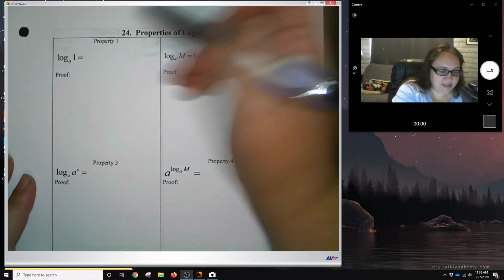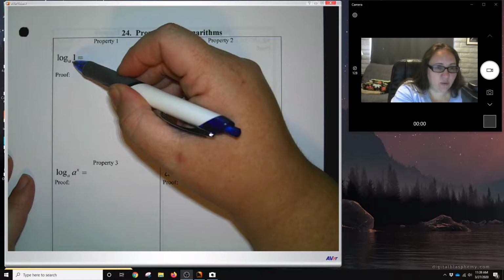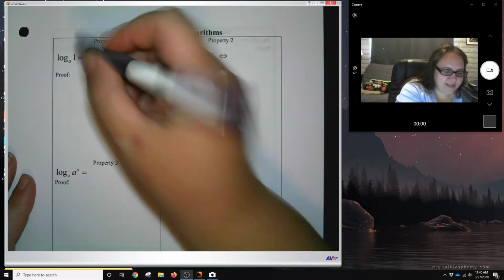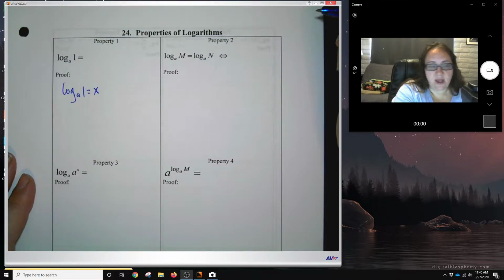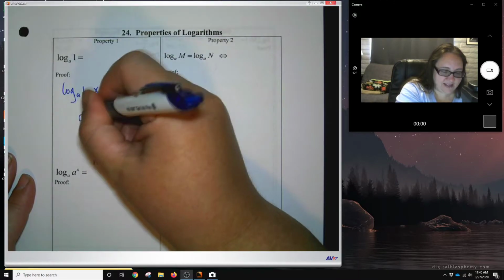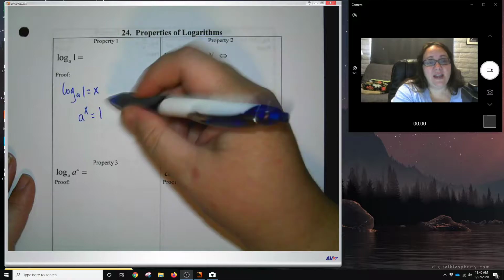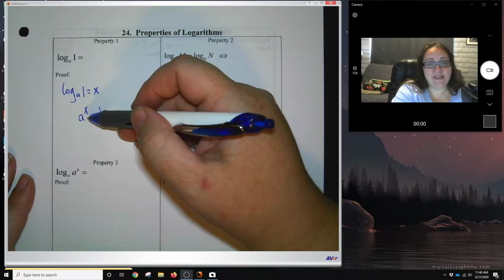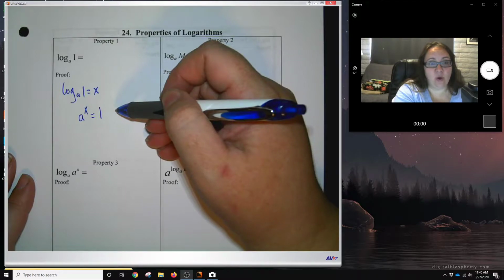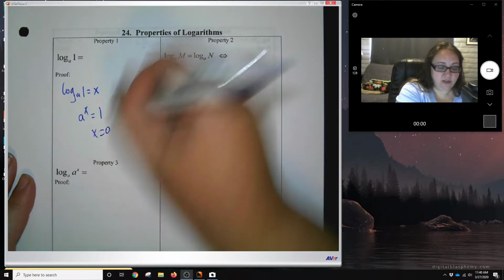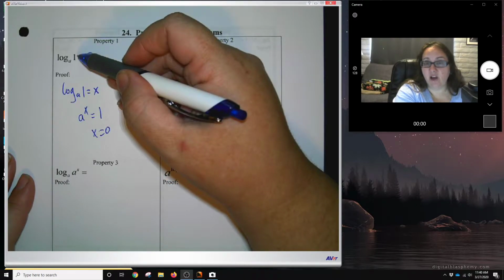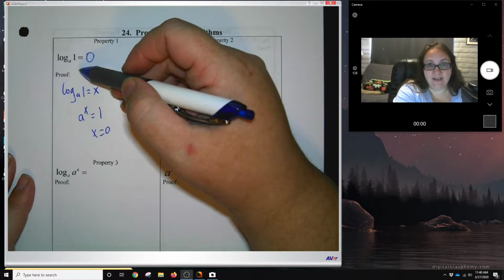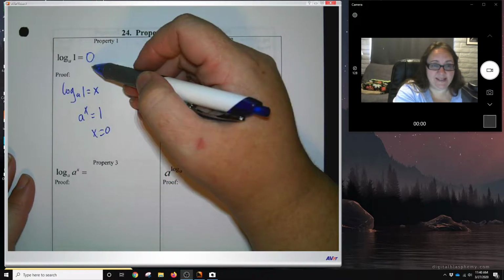But for example, here, if we have a to the 1, well, let's turn this into an equation. I'm going to take any log equation and turn it into an exponent. So this would be a to the x equals 1. Can you think of an exponent that no matter what the base is, anything to that exponent is 1? Well, yes, that would be 0. So it doesn't matter what your base is. If you have a 1 right here, log base a, so log base anything of 1 is 0.